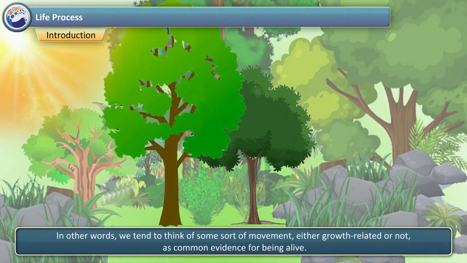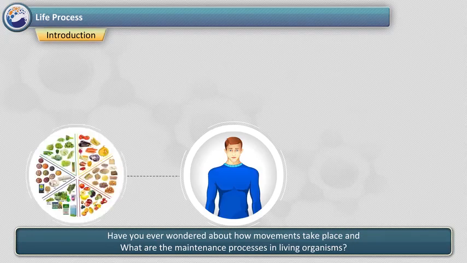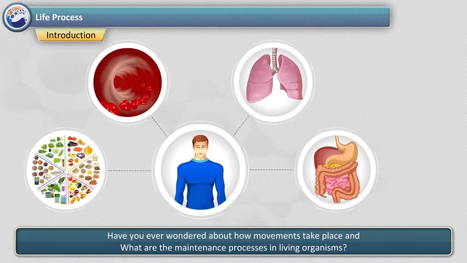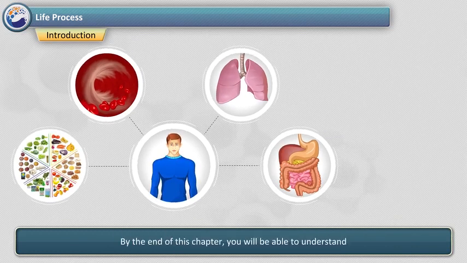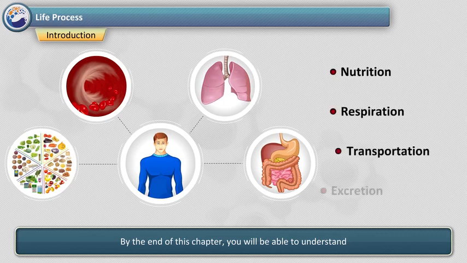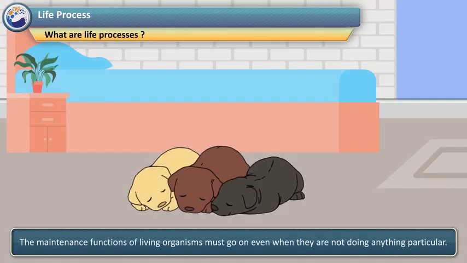In other words, we tend to think of some sort of movement, either growth related or not, as common evidence for being alive. Have you ever wondered about how movements take place and what are the maintenance processes in living organisms? By the end of this chapter, you will be able to understand what are life processes, how nutrition, respiration, transportation, excretion takes place in living organisms. Let us explore them one by one.